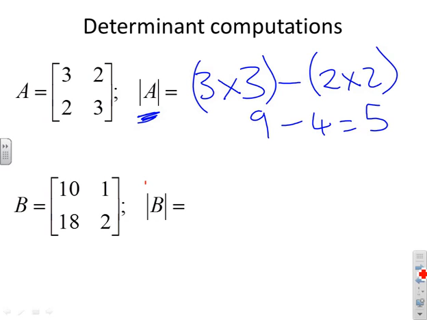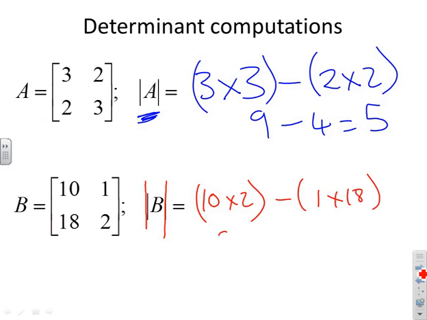Now let's look at B. Again, you'll see in my notation here the vertical lines to say I want to find the determinant of B. So the product of the diagonals is 10 times 2, minus the product of the off diagonals, which is 1 times 18, and that's going to give me 20 minus 18, which equals 2.